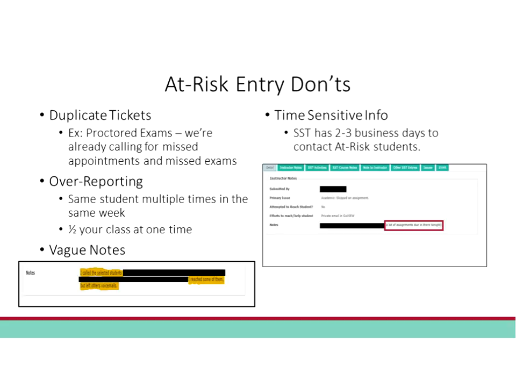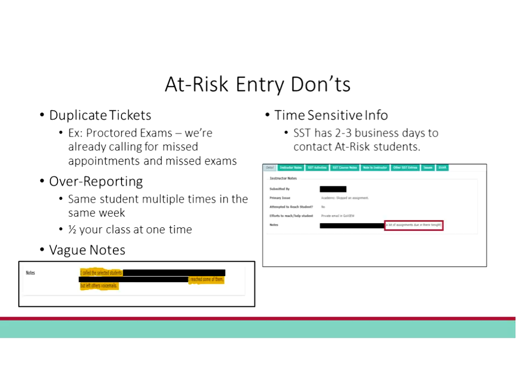Okay, so now a few things we want to just make note of for the at-risk entries. So we've got duplicate tickets there. We reach out to the students during proctored exams. If they are missing an appointment or they've actually missed the exam, we are reaching out to the students. So you do not have to enter an at-risk ticket for that, because we are actually reaching out to them.